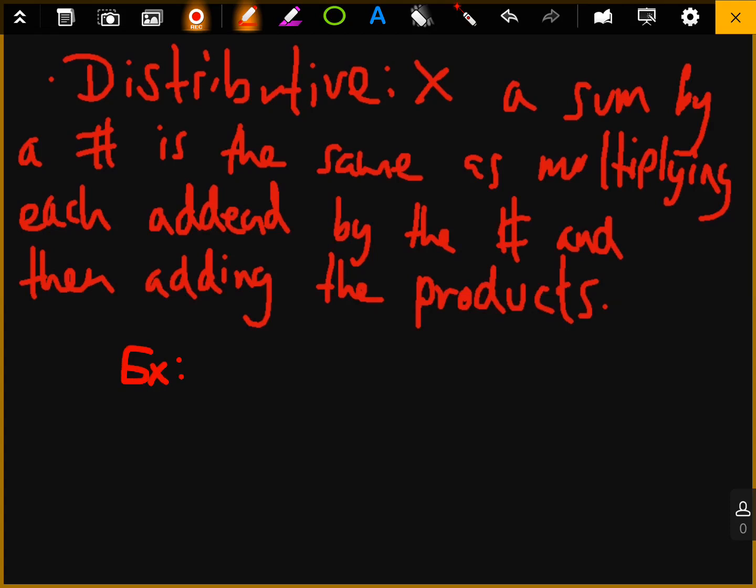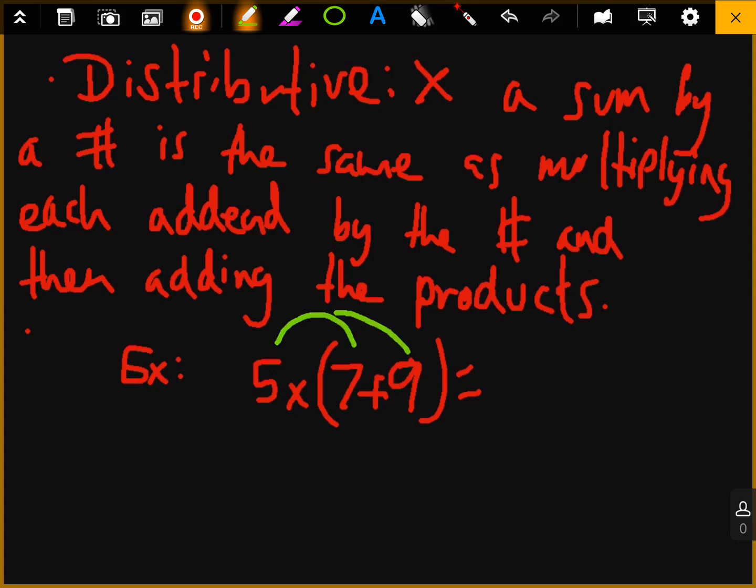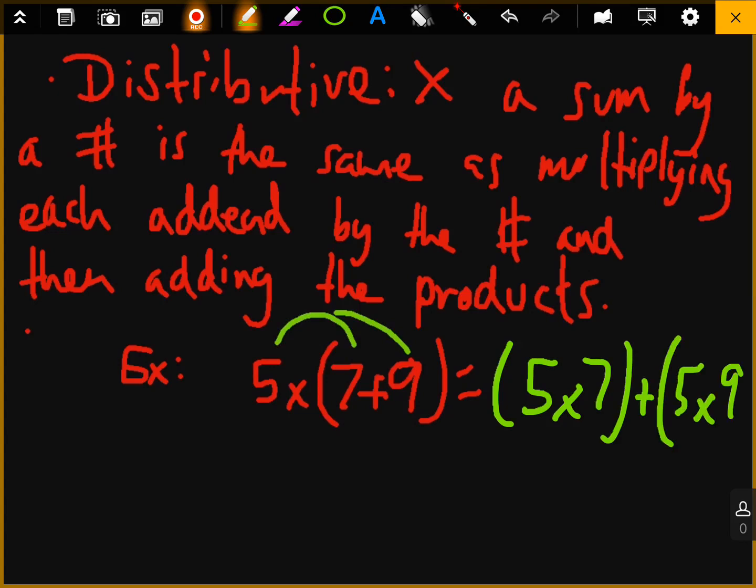With distributive property, what they're saying is, if I have something like 5 times 7 plus 9, so if I have two numbers, these are the addends, numbers that you're adding, this is the same as me saying, I'm just going to distribute the 5 into both the 7 and the 9. This is the same as 5 times 7 plus 5 times 9. That's all it's saying. It's saying 5 times 7 plus 9 is the same as 5 times 7 plus 5 times 9.